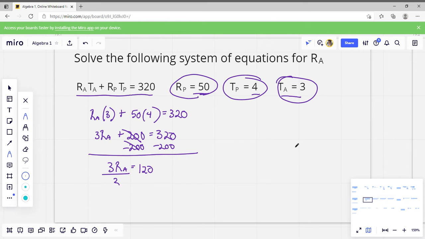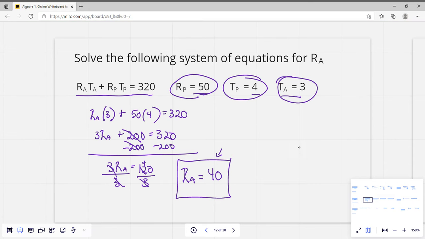Then we just divide by 3. We could say 3 times 4 is 12, so that'd be 40. And there's the answer for that one. We just solved for RA. Alright, let's try the next one.